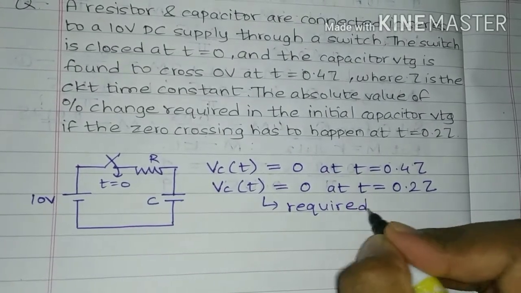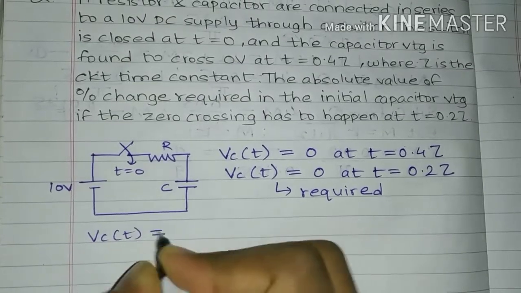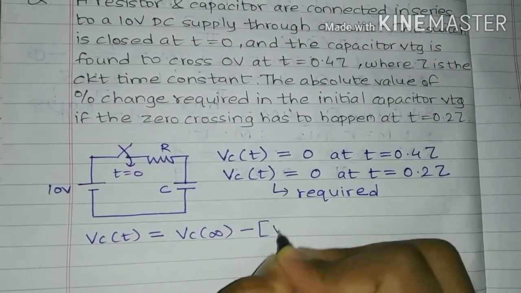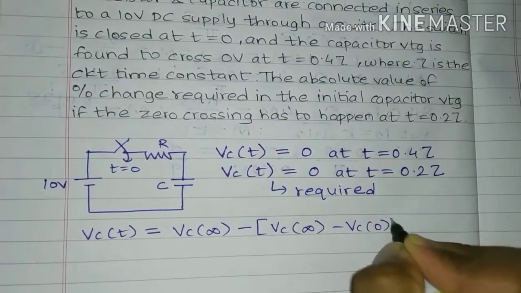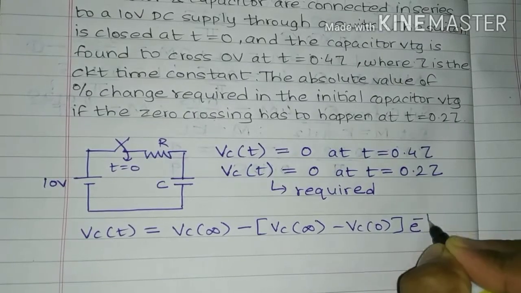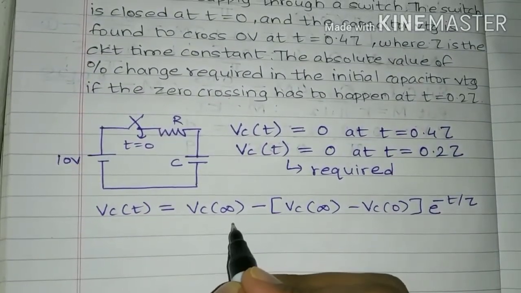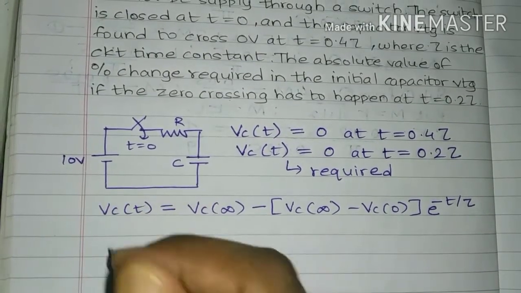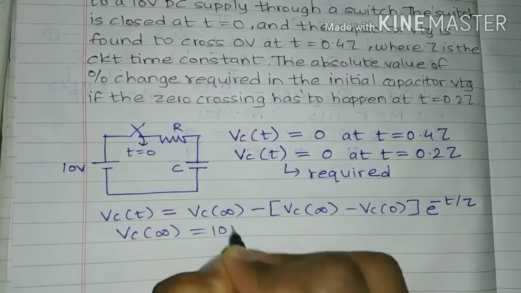Now we know that the general equation of voltage across a capacitor is Vc of t is equal to Vc of infinity minus (Vc of infinity minus Vc of 0) into e raised to minus t upon tau. Here Vc of infinity will be equal to 10 volts, since the capacitor will charge up to the supply voltage, which is 10 volts. Hence Vc of infinity is equal to 10 volts.